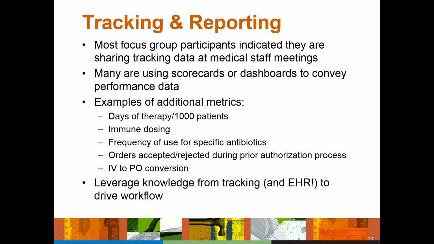Examples of some of the additional metrics that practices indicated they were doing: days of therapy per 1,000 patients, dosing, frequency of use for specific antibiotics. So if you determine that you need to decrease your fluoroquinolone use, you're tracking the frequency of use for that specifically for a given amount of time until you get it down to the level that you're comfortable with, and then maybe identify the next one on the list. How many orders were accepted or rejected during the prior authorization process, and then that IV to PO conversion rate.